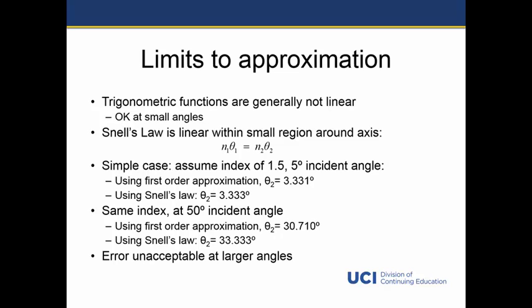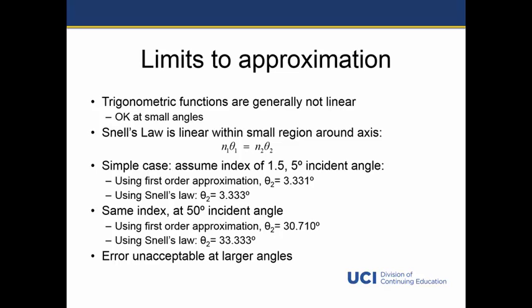Okay. So now, of course, we're saying that the sine of theta is approximately equal to theta in this paraxial regime. So we're representing the sine of theta with simply a linear term. But trigonometric functions in general are not linear. But at relatively small angles, it's a reasonable approximation for some situations. So what we're saying is that in a small region around our axis, where the ray angle relative to the normal is relatively small, we're going to say that we can approximate Snell's law as simply n1 theta 1 is equal to n2 theta 2.